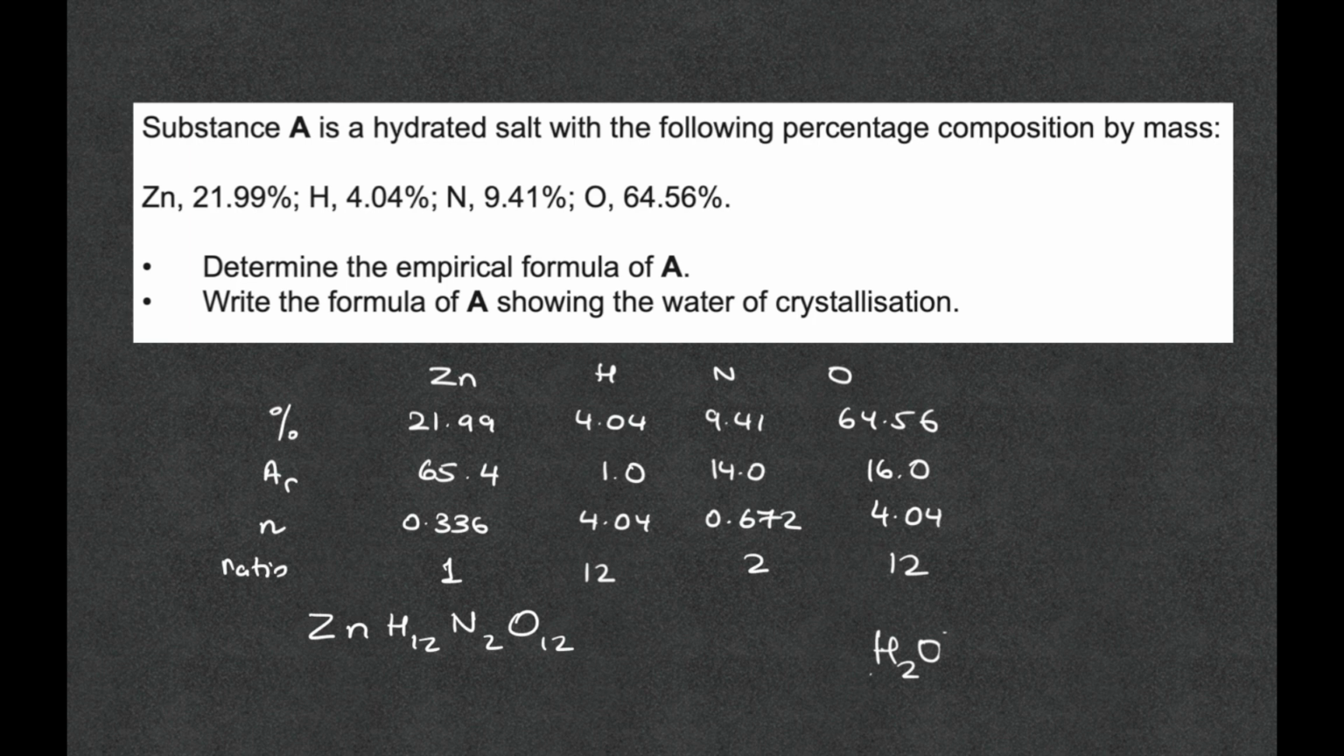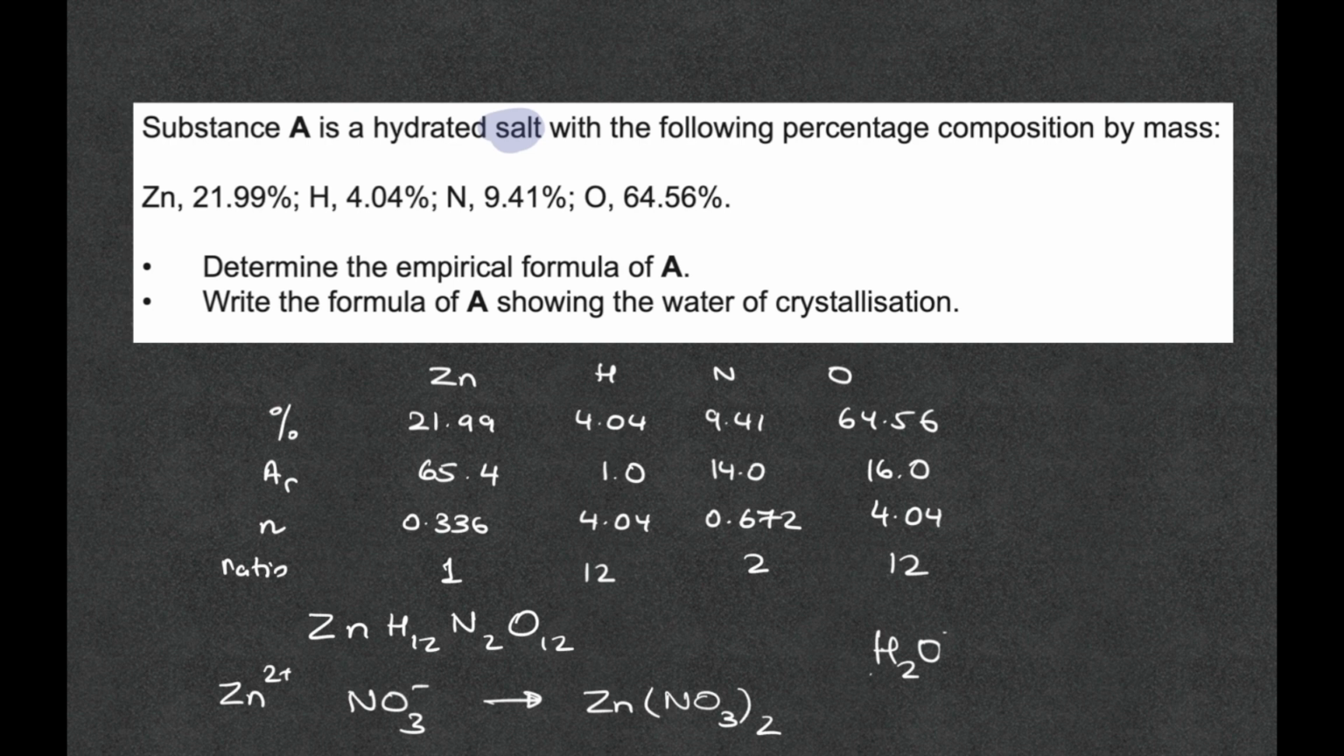So you've got zinc, nitrogen, and oxygen, and because it's a salt, it's meant to, in this case, contain nitrate ions. Nitrate ions are NO3 negative ions, and of course it contains zinc, so that will be Zn2+ ions. So the formula of zinc nitrate just on its own is Zn(NO3)2. That agrees with our empirical formula because we need 2 nitrogens and 1 zinc atom.